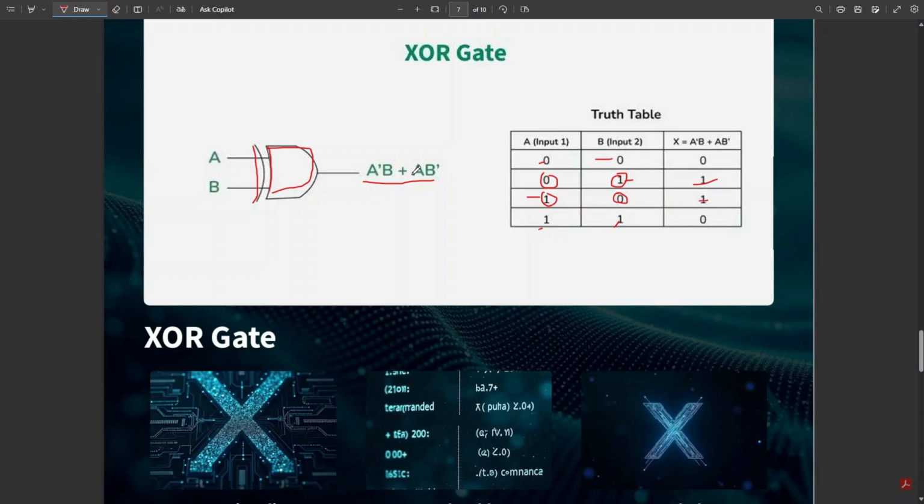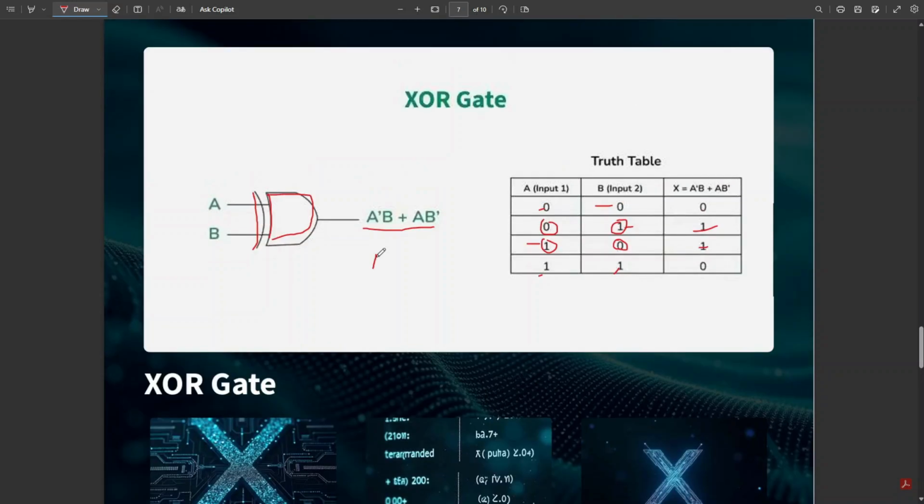So there's another way to write this function. This is the simplified version of a prime b plus a b prime. So we can just write it like this. Yeah, this is the logo, the sign for XOR.